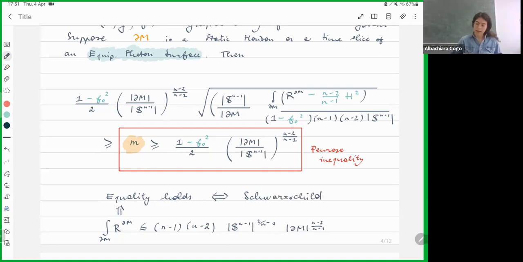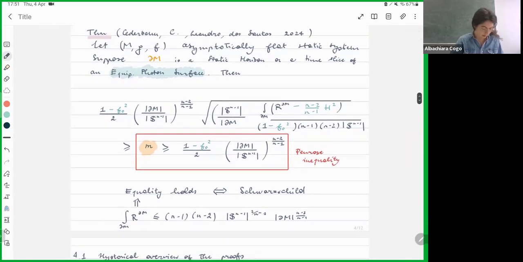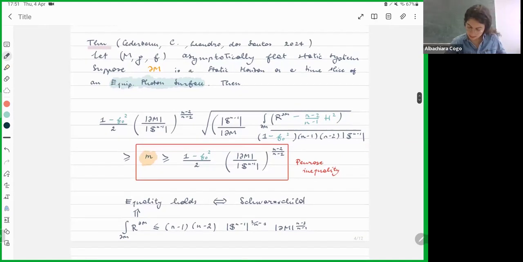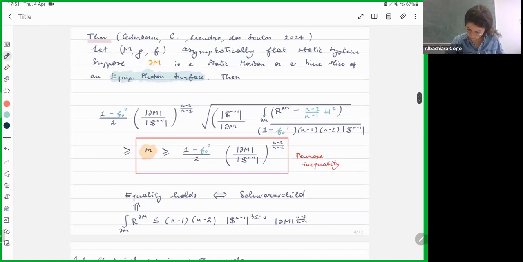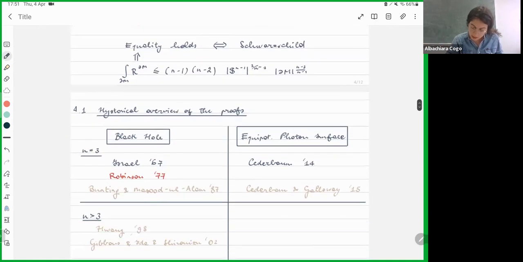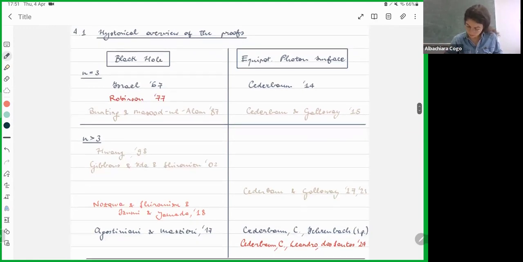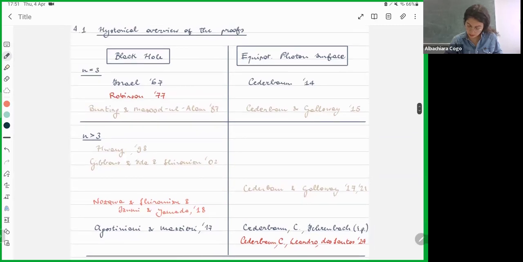Okay, so in this sense, we have uniqueness: the uniqueness theorem. This theorem, not exactly stated like this, just saying that if I have a static horizon in a static spacetime then we are Schwarzschild, has already been proven in different fashion with different assumptions. So this is a kind of historical overview.